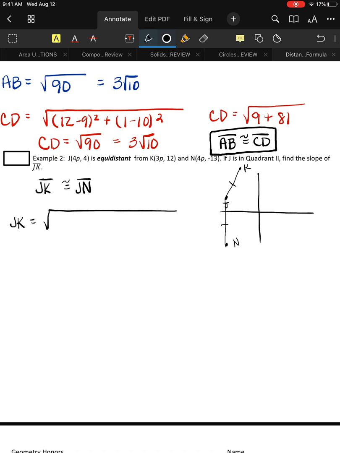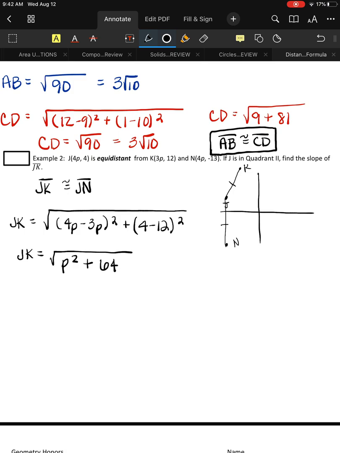So JK, in terms of distance, is the square root of the change in x's, so that would be (4p - 3p) squared, plus the change in y's, (4 - 12) squared. And if we simplify this, 4p minus 3p is 1p, and a p squared is a p squared, plus 4 minus 12 is negative 8, and negative 8 squared is a positive 64.